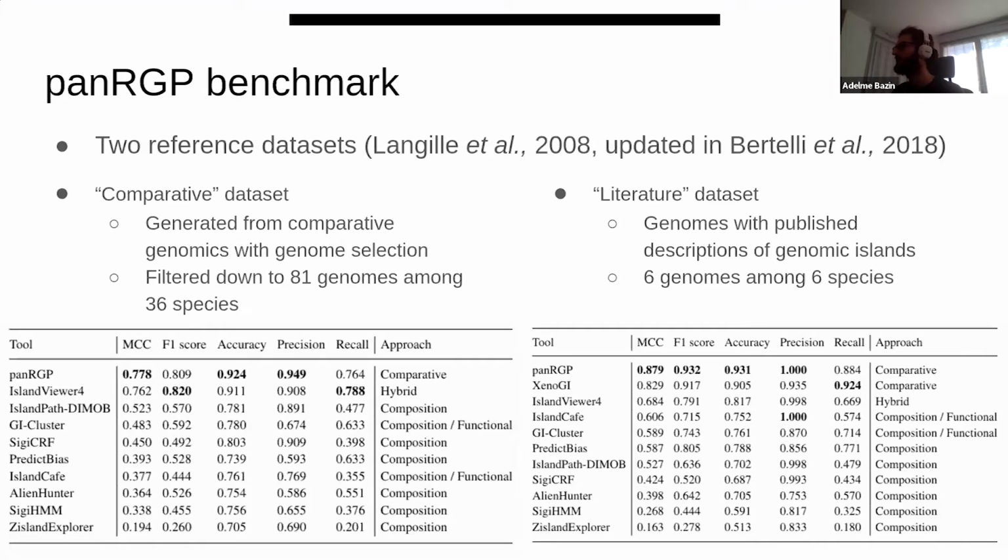The second dataset is the literature dataset. It includes genomes with published descriptions and published bioanalysis of genomic islands. It's much smaller. It includes 6 genomes among 6 different species. So we built 6 pangenomes using all available RefSeq genomes again from those 6 species. And once again, panRGP came on top with most metrics. So thanks to this benchmark, we can say that panRGP detects genomic islands very well.